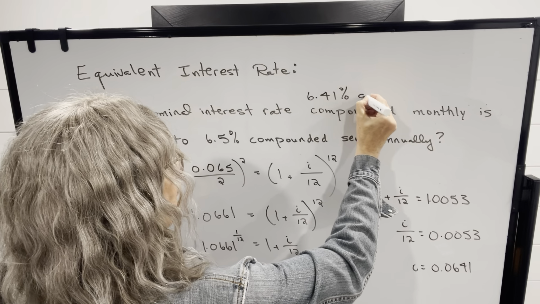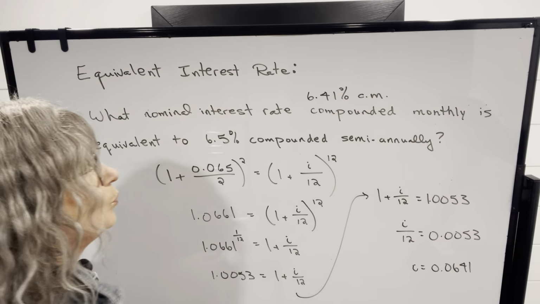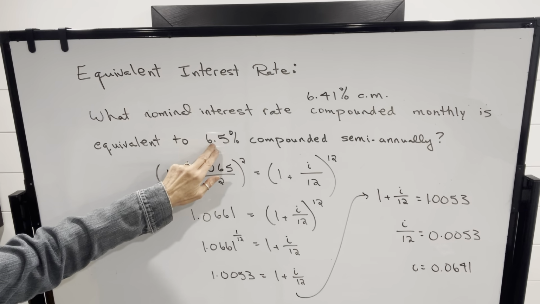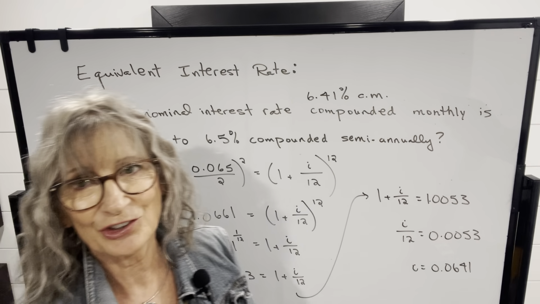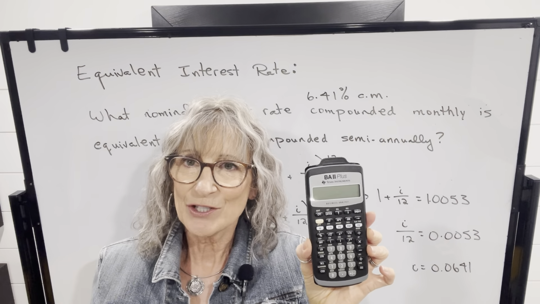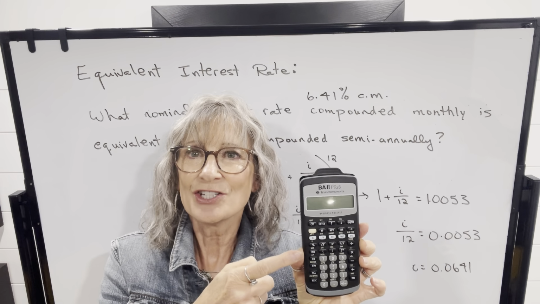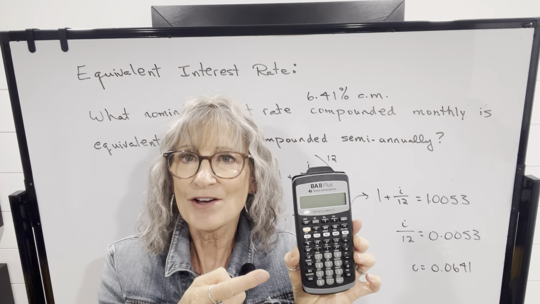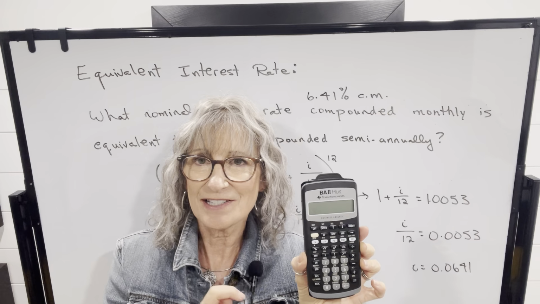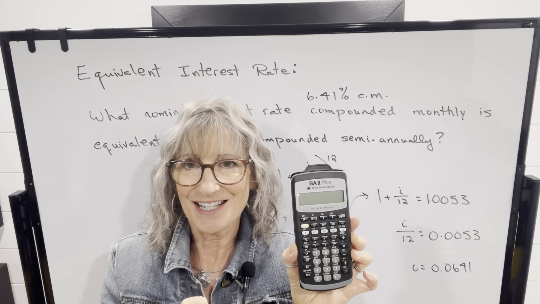So that means that 6.41% compounded monthly would be equivalent to 6.5% compounded semi-annually. In my next video, I'm going to show you how to use your calculator to change nominal rates to effective rates or nominal rates to other nominal rates. So when you're ready, take a look.